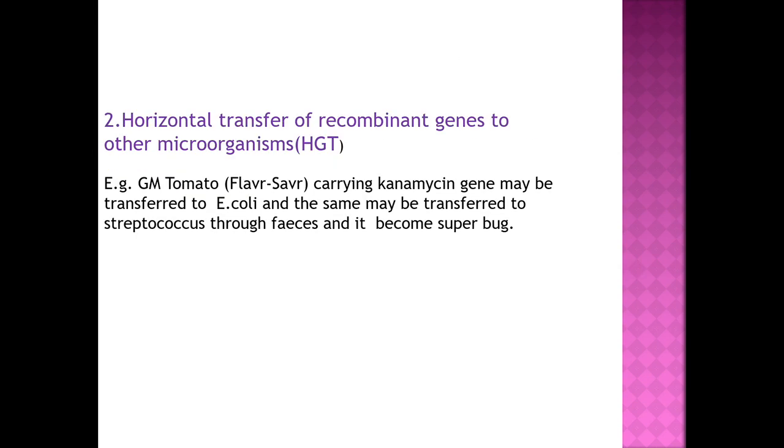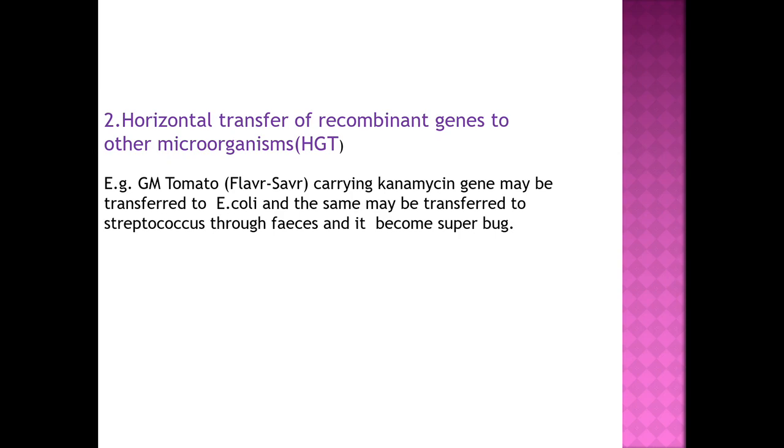The second risk or disadvantage of the genetically modified plants or crops is horizontal transfer of genes to other organisms, which you are studying as HGT. HGT means horizontal transfer of genes. One example I would like to quote here of a genetically modified plant: the best example you know is golden rice, a genetically modified crop. Similarly, another example of a genetically modified crop is the GM tomato, called the flavr savr tomato.